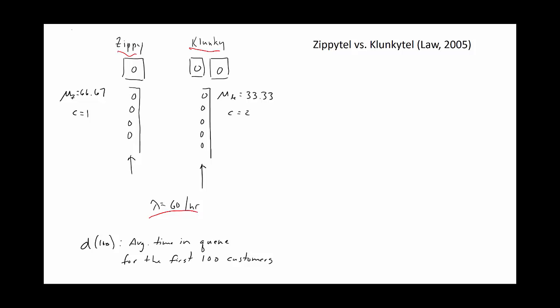In order to make a comparison between these two systems, we need an objective. And so the objective for the comparison is the average time in queue for the first 100 customers, which they refer to in the textbook as D100. And so this is the metric that we'd like to use to compare the two systems.